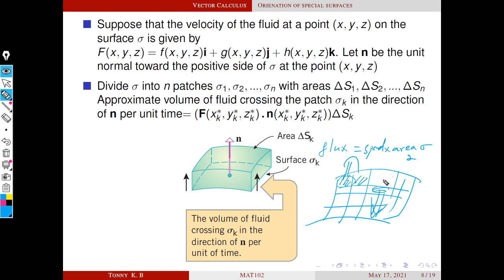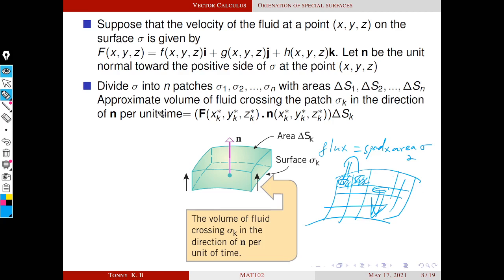Also it is important to know which direction the net flow is in, this direction or the opposite direction. That is also important. So how to manage all these things? First of all, we divide sigma into n patches, sigma 1, sigma 2, etc., sigma n. This one is the first patch sigma 1, this is sigma 2, like that, with areas delta S1, delta S2, etc., delta Sn.